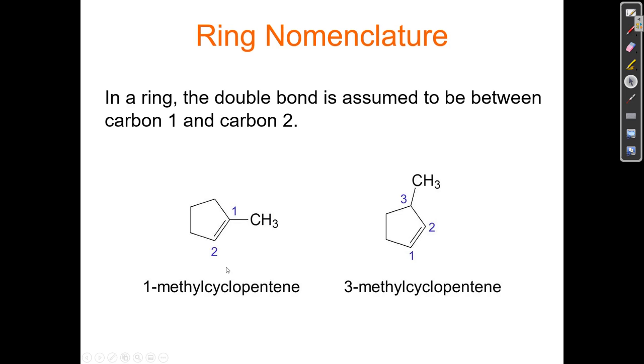So the one in this case is not referring to the placement of the double bond. The one in this name is referring to the placement of the branch. This is a methyl branch, and it's at carbon one, so I call this one methylcyclopentene. And same over here. The number here is not referring to the number of the double bond. This number three is referring to the number of the branch, the methyl branch.